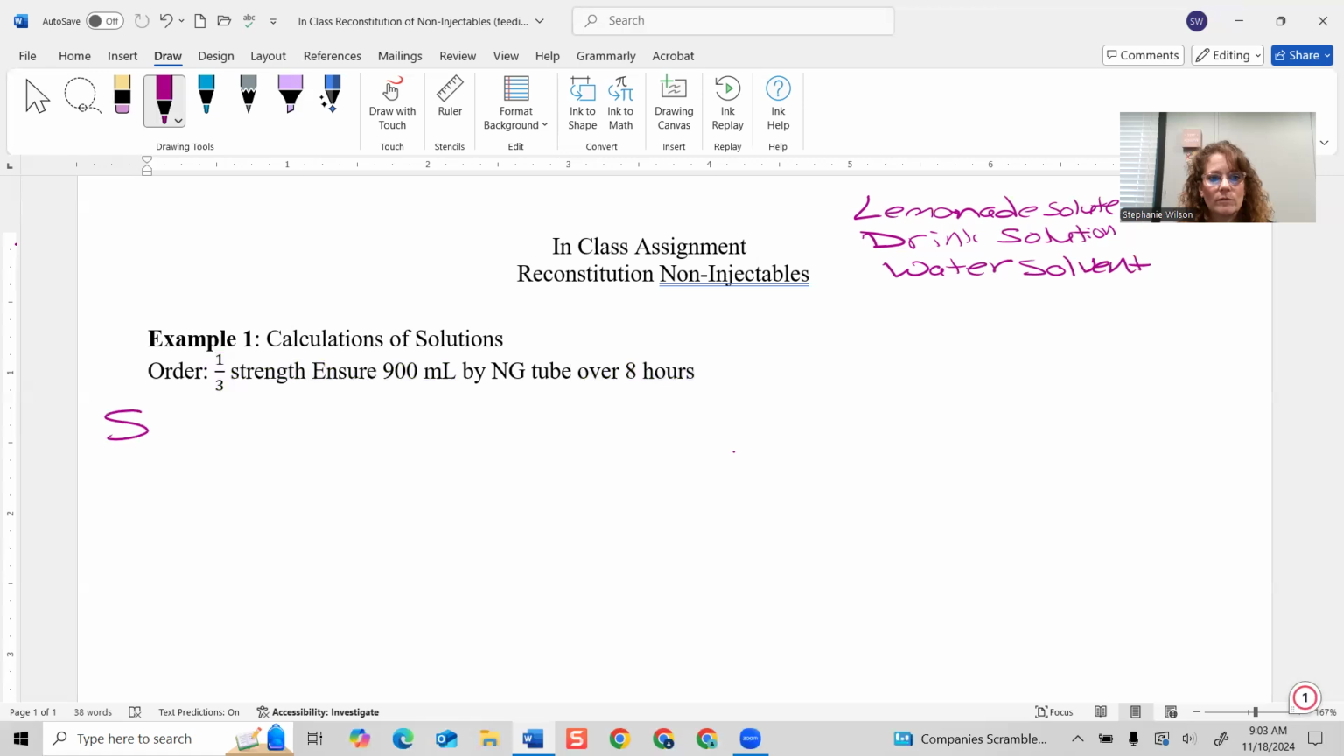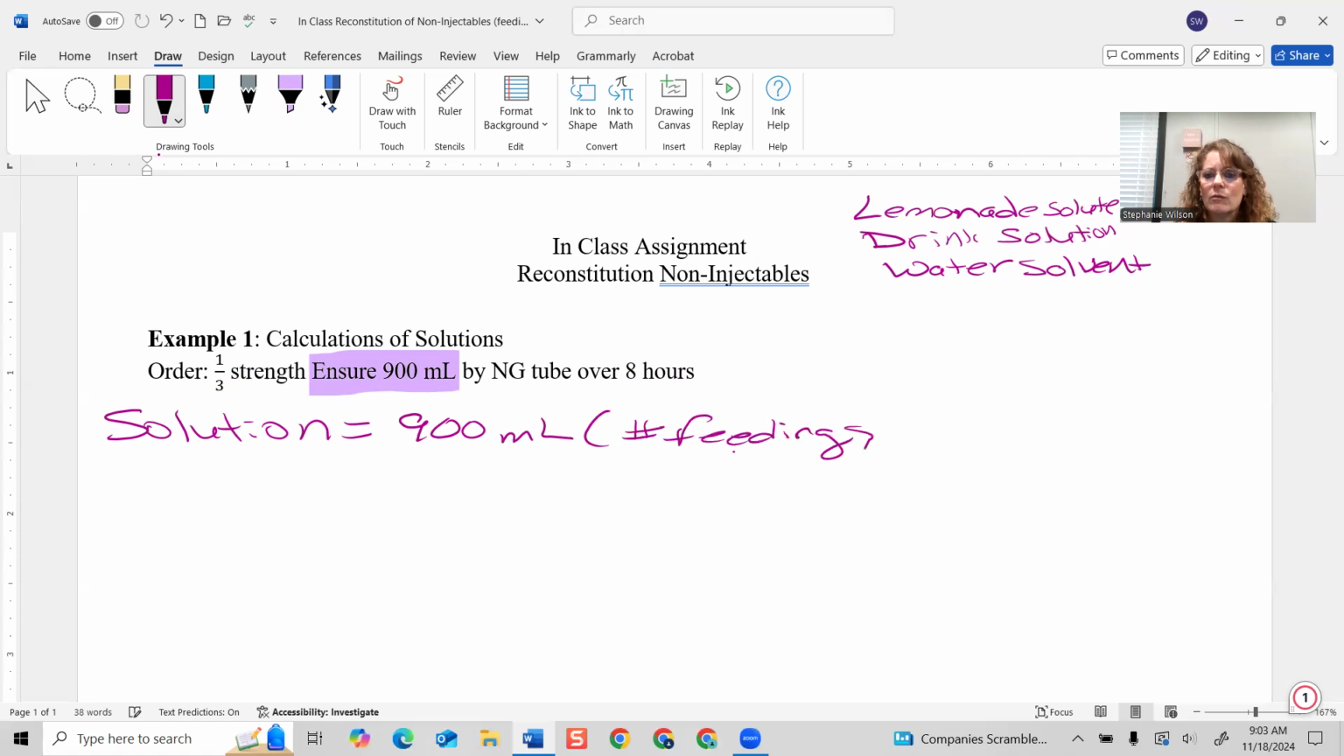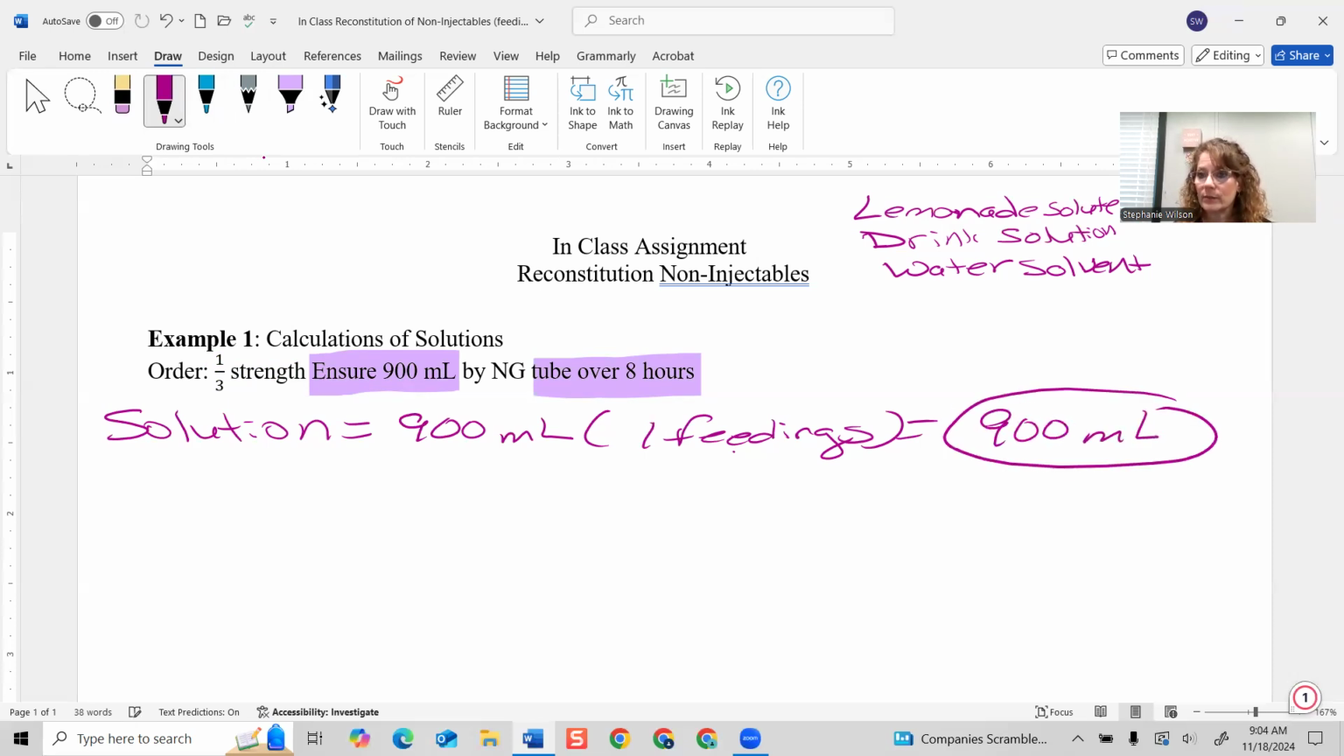So let's find our solution. Our solution is going to be this 900 milliliters of Ensure. And it's already in milliliters, so we don't have to do any extra work. So 900 milliliters times the number of feedings. Well, how many feedings do we have here? Well, when I go back and read this last part here, it says over 8 hours. So that means it's just one feeding because they're going to do it over a period of 8 hours. So I could put a 1 here, which just gives me 1 times 900 milliliters. So my total solution is 900 milliliters.